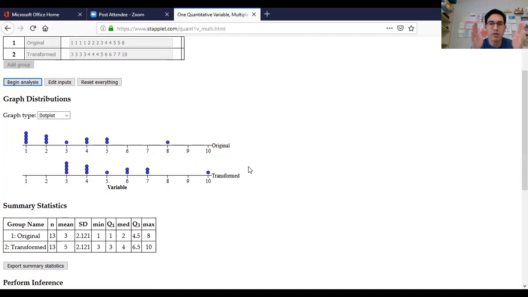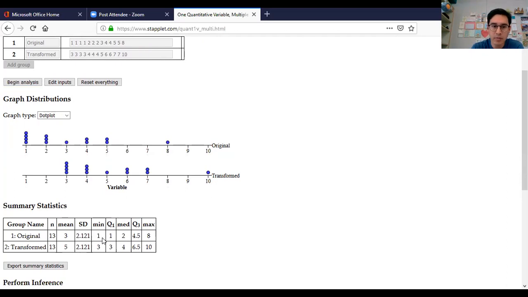So all the scores just shift 2 units to the right. We're adding 2 to everybody's score. All right, let's take a look at what's changed here. The original mean was 3. The mean of the transformed scores is 5.